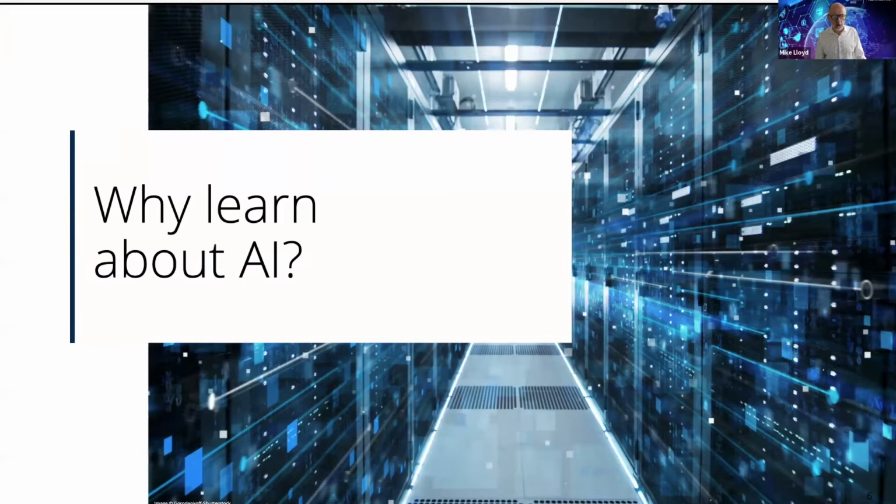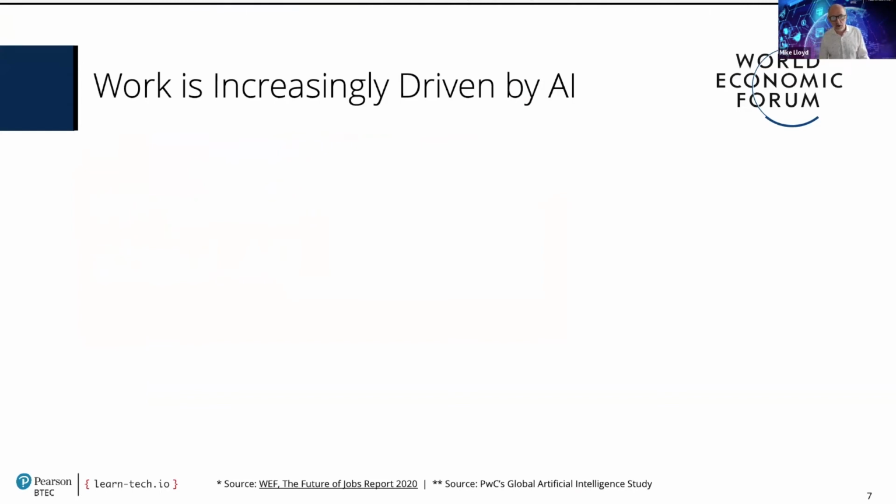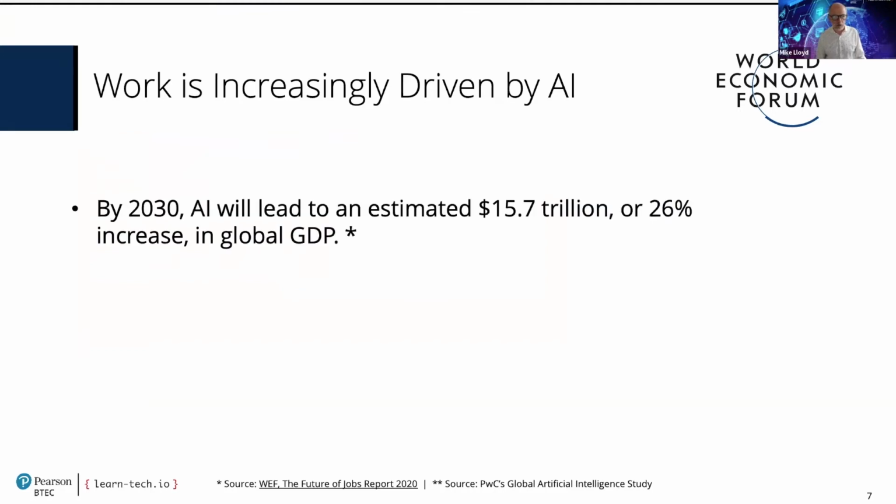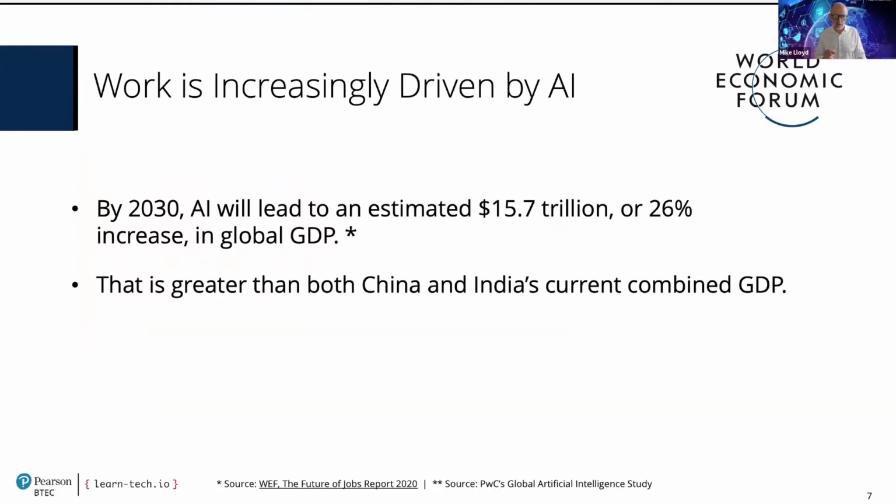So let's start by unpacking why people should learn about AI at all. As I mentioned at the start, work is increasingly driven by AI. And what do we mean by that? Well, AI is going to lead to an estimated 16 trillion increase in global GDP. And boy, do we actually need that right now. That's an absolutely colossal number. To put that into some kind of perspective, that's greater than both China and India's current combined GDP. So we're adding another China and India to the world's economy by 2030 through artificial intelligence.